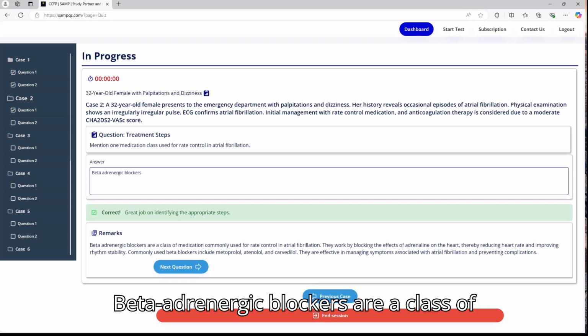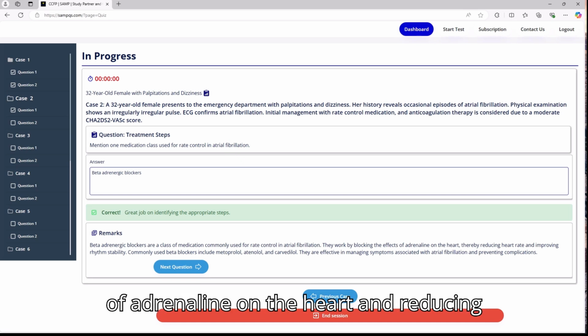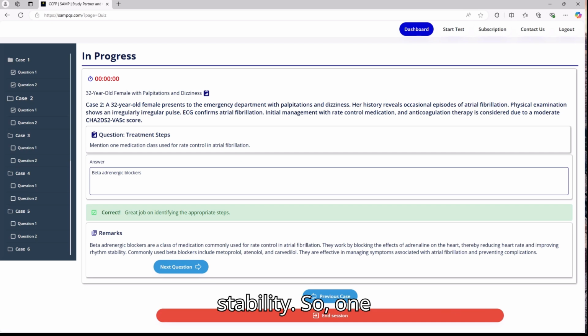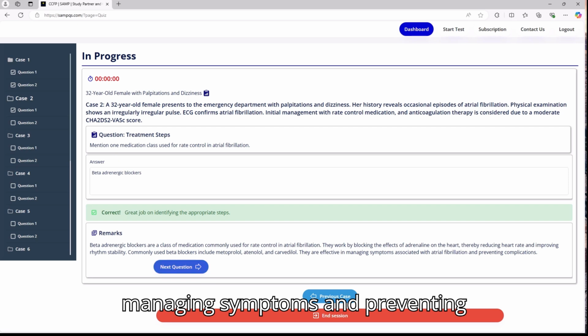Beta adrenergic blockers are a class of medication commonly used for rate control. They work by blocking the effect of adrenaline on the heart and reducing heart rate and improving rhythm stability. So one of them, metoprolol, atenolol, carvedilol, they are effective in managing symptoms and preventing complications.